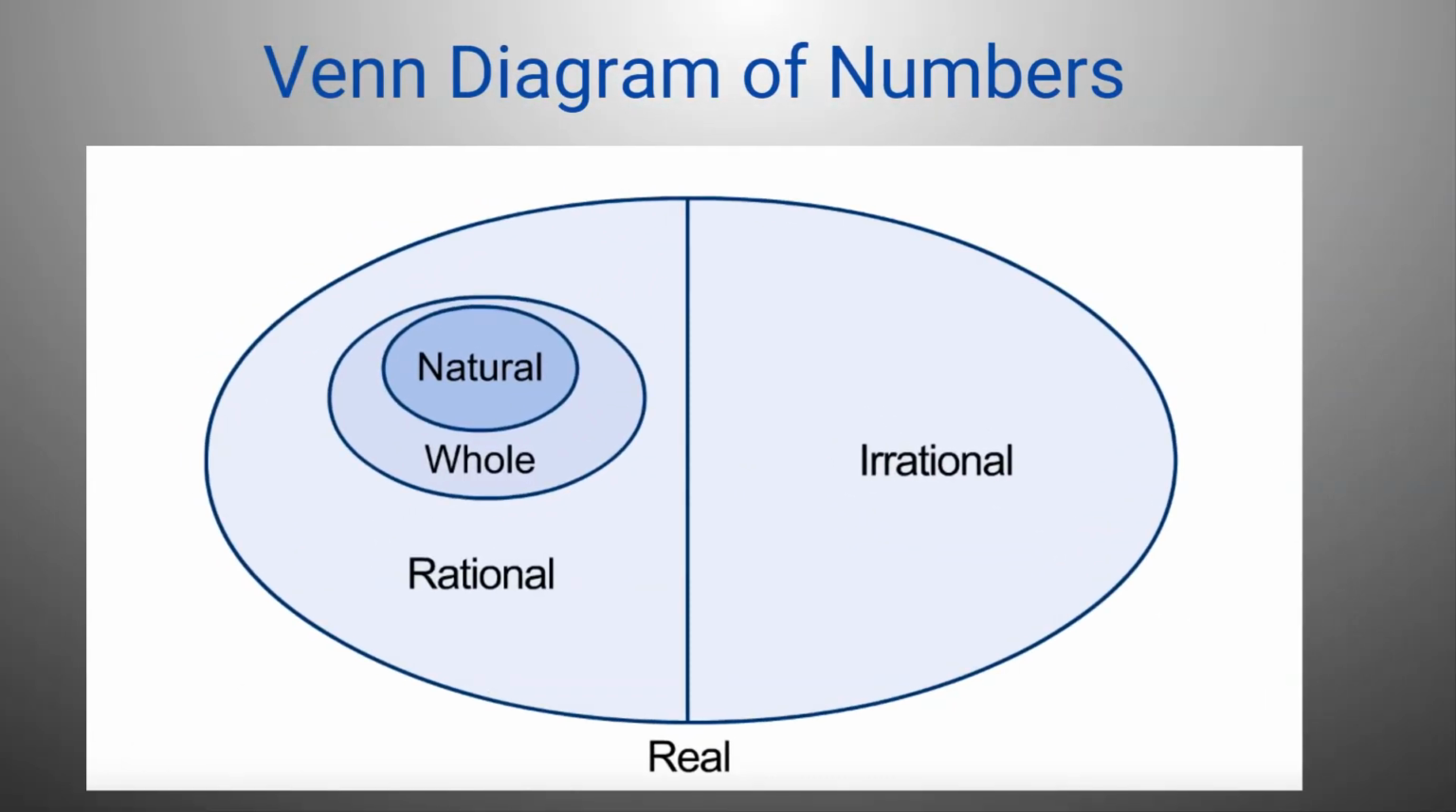If we use a Venn diagram to illustrate the relations between the sets of numbers we have studied in pre-algebra, the diagram shows that the set of natural numbers is a subset of the set of whole numbers, which is a subset of the set of rational numbers. The union of the set of rational numbers and the set of irrational numbers is the set of real numbers.